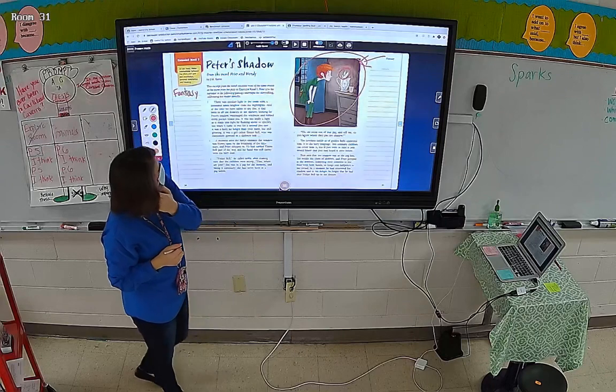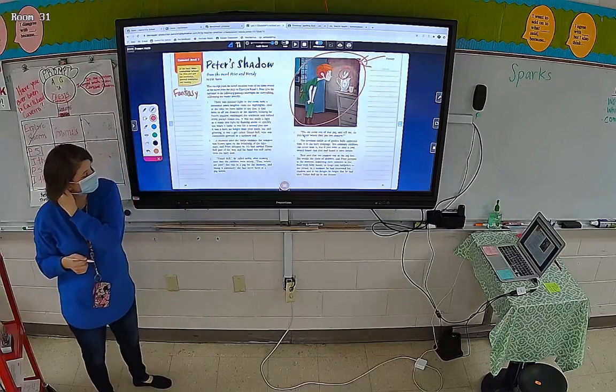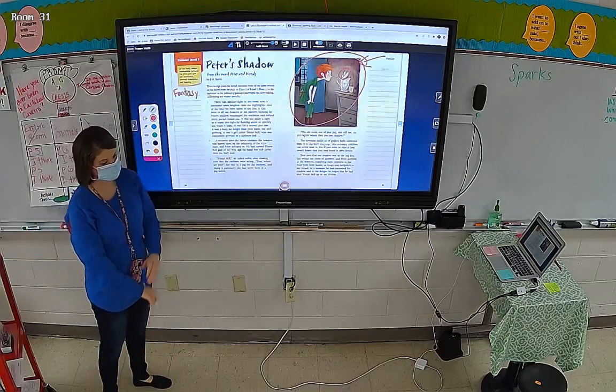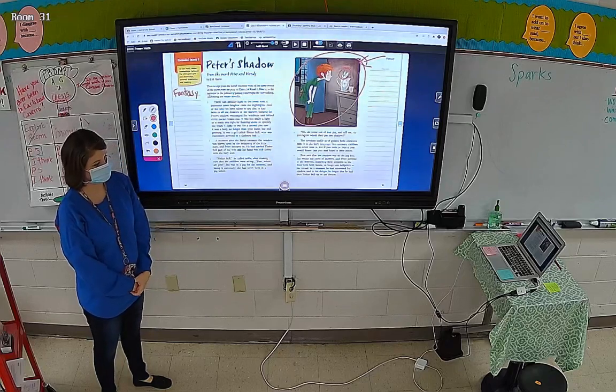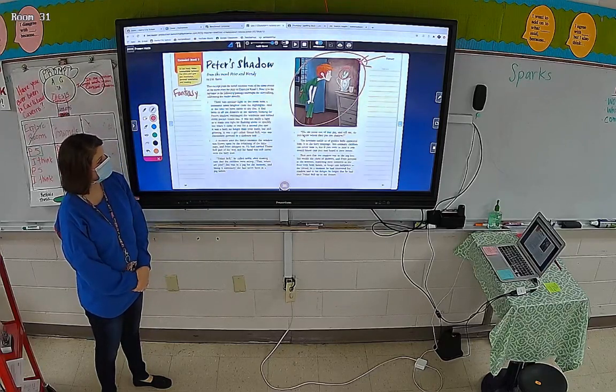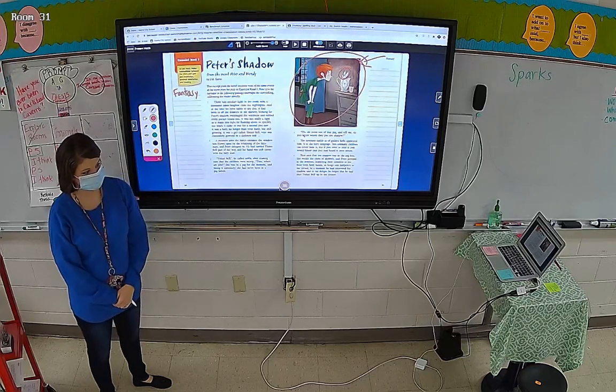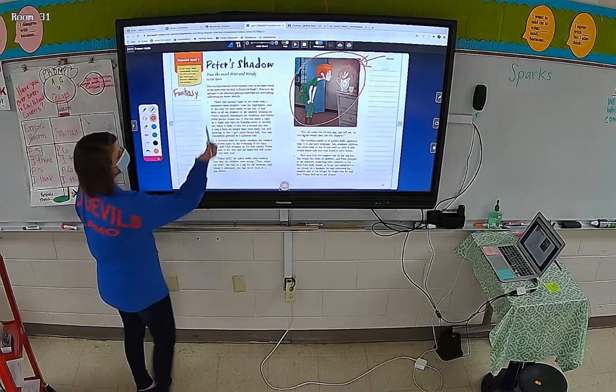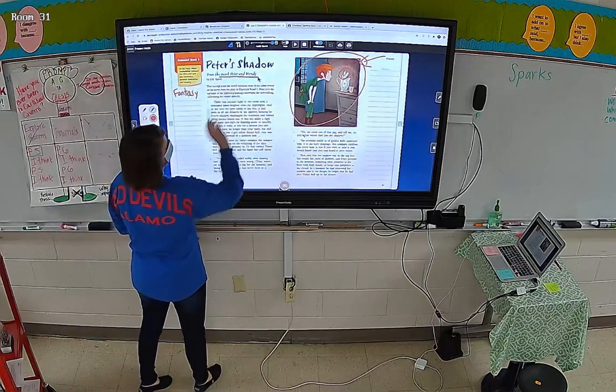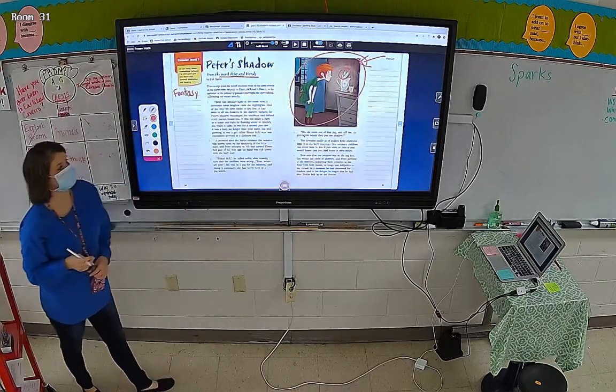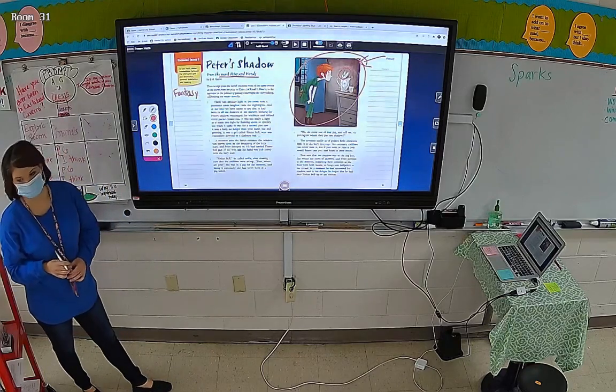Okay, so what else? So we know this is fantasy. What else? Marissa? You also know that it's fantasy because if you look at the top, it's from the novel. The novel what? Peter and Wendy. Hey, everybody underline that. Novel, Peter and Wendy. It says Peter's Shadow from the novel Peter and Wendy.